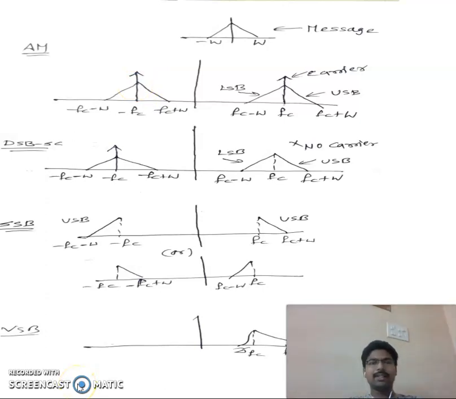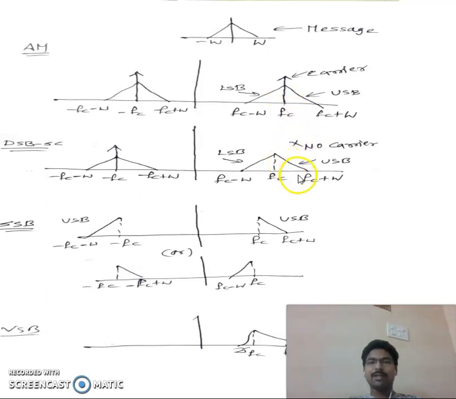Due to adding that extra carrier, you know that for Ac cos 2 pi Fc t, the Fourier transform is an impulse at plus Fc and minus Fc. So the spectrum is the same as the DSBSC signal, but we are adding some extra carrier. The extra carrier makes that impulse at plus Fc and minus Fc in the AM signal. The use of this carrier is that it provides larger power so that it can travel a long distance.